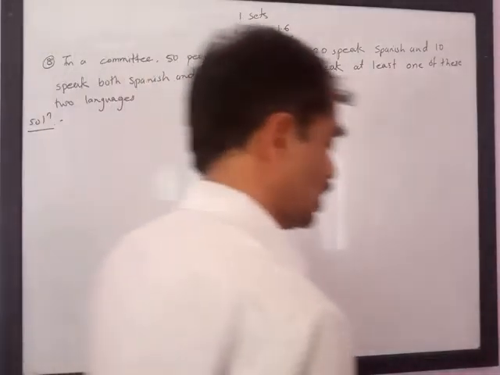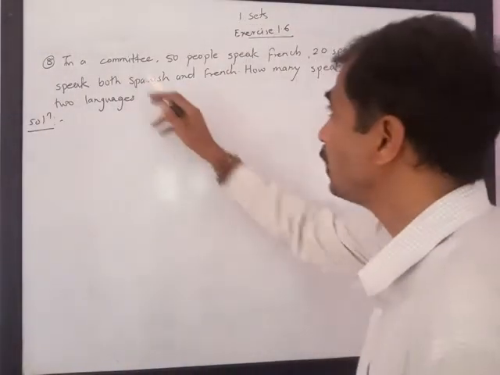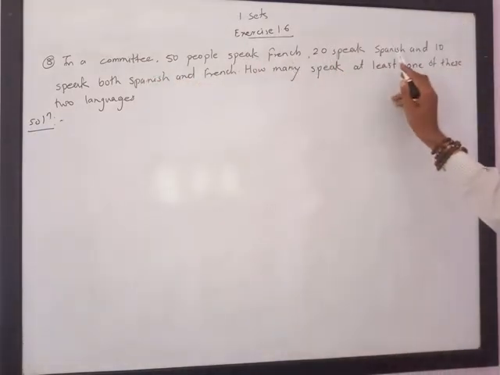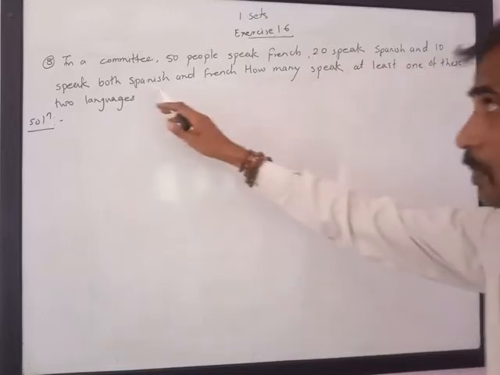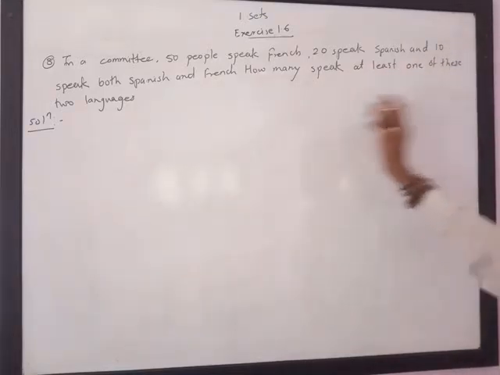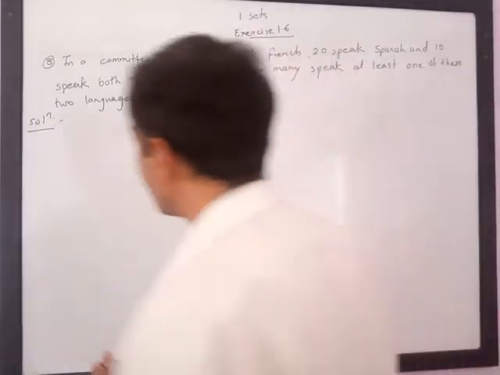Last question from exercise 1.6 is, in a committee 50 people speak French, 20 people speak Spanish and 10 people speak both Spanish and French. How many people speak at least one of these two languages? So this is the question.